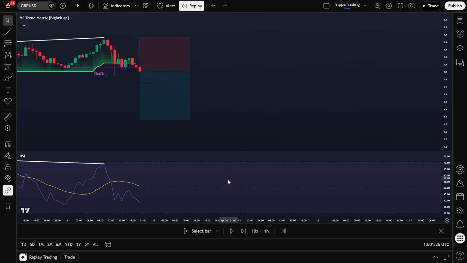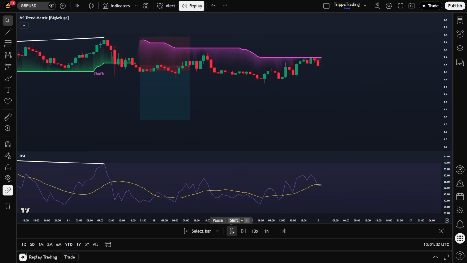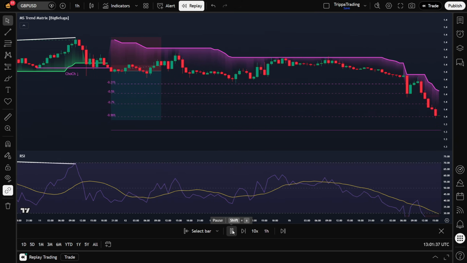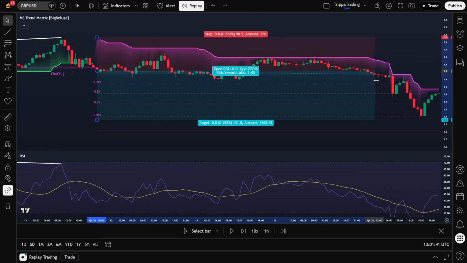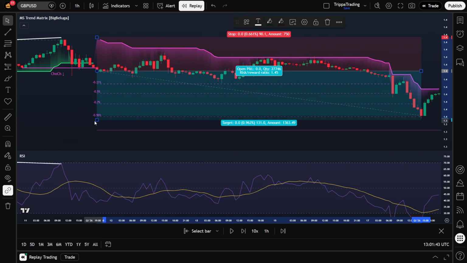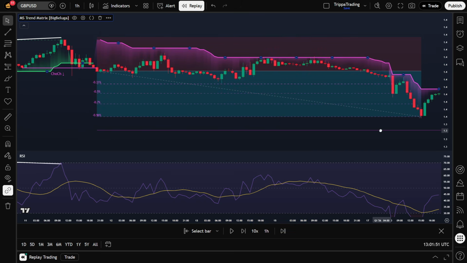Now this is where the trailing system becomes very useful. Once the first adaptive profit target gets hit and price closes below it, you can move your stop loss just above the ATR trailing line. Then if the second target gets hit and price closes below it, you move the stop again just above the updated trailing line. Then if the third target gets hit, you repeat the process. This way, you keep locking in profit as the trend continues.